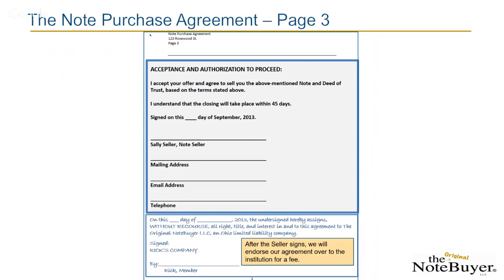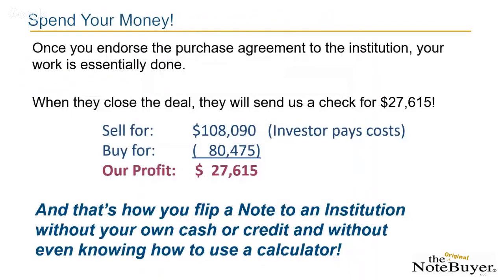Okay. And you're assigning that to the institution for a fee. Well, what's the fee going to be? Your profit. You are assigning that to them for $27,615. Okay. Now, why do we want this to be assigned?